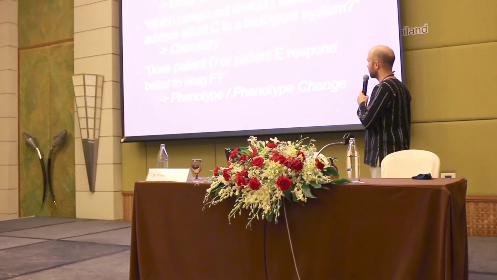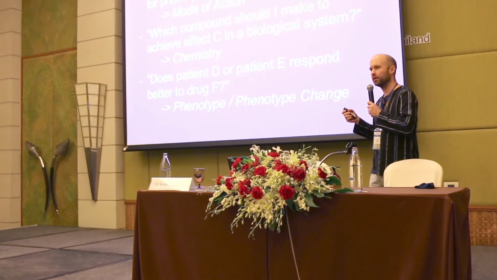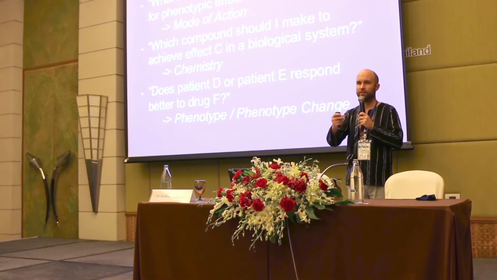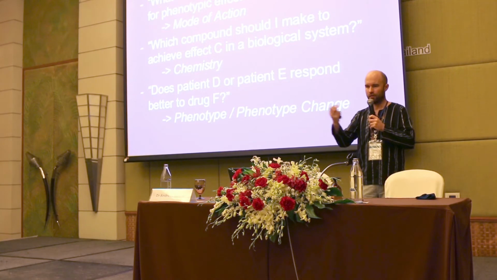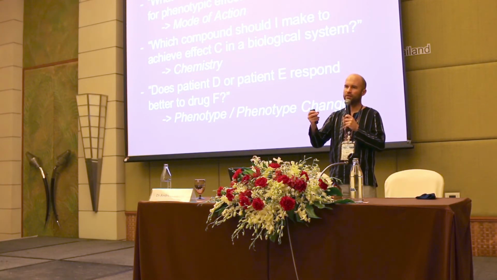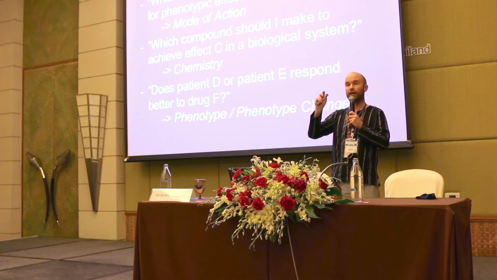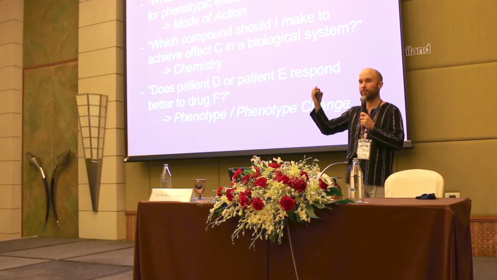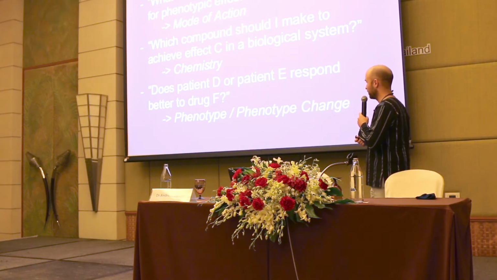The next one is the question, which compound should I actually make to achieve an effect? So here I'm starting with the phenotype, I go back to pathways that are involved in a disease, let's say, or stem cell differentiation, whatever I'm interested in. I go back to the targets, then I ask the question, what do I know about chemistry targeting those targets? And then I can design, for example, a pathway-focused library. So I go back to the chemistry based on the information I have again.